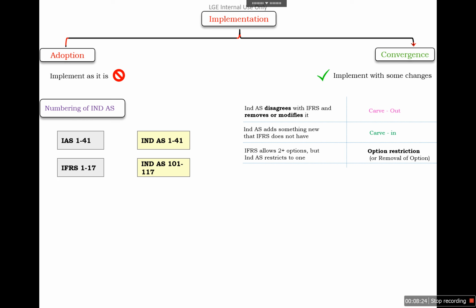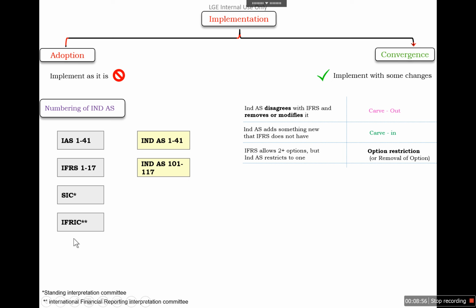So if we are talking about Ind AS 2, it means it is IAS 2. And if we are talking about Ind AS 109, it means it is IFRS 109. So this is how they have numbered the Ind AS. And apart from this, there is the Standing Interpretation Committee, which has issued interpretations, and a different body, called the International Financial Reporting Interpretation Committee, has issued IFRICs. These interpretations in India have been added in accounting standards as an appendix.